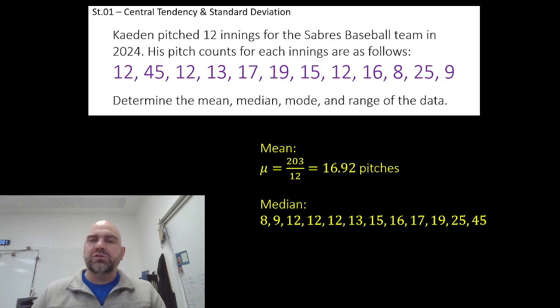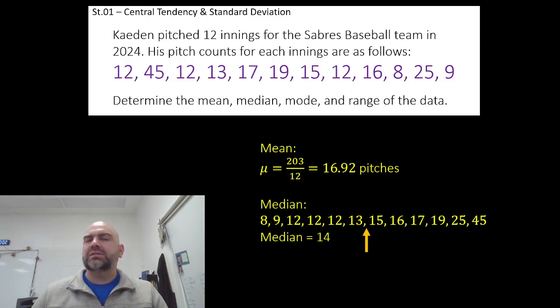Well, the middle of 12 is right between the 6th and 7th values, so it's right between 13 and 15. To find that, we find what is right between 13 and 15, and that is 14. So the median number is 14. This tells us that half the data points are below 14 and half the data points are above 14.